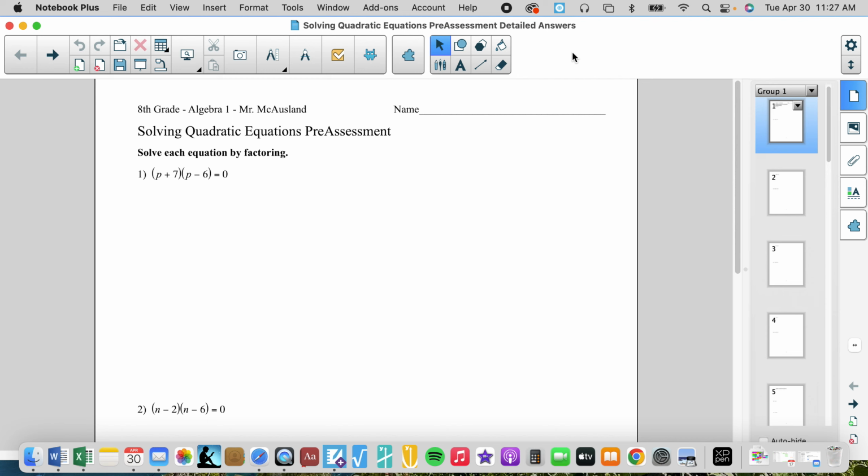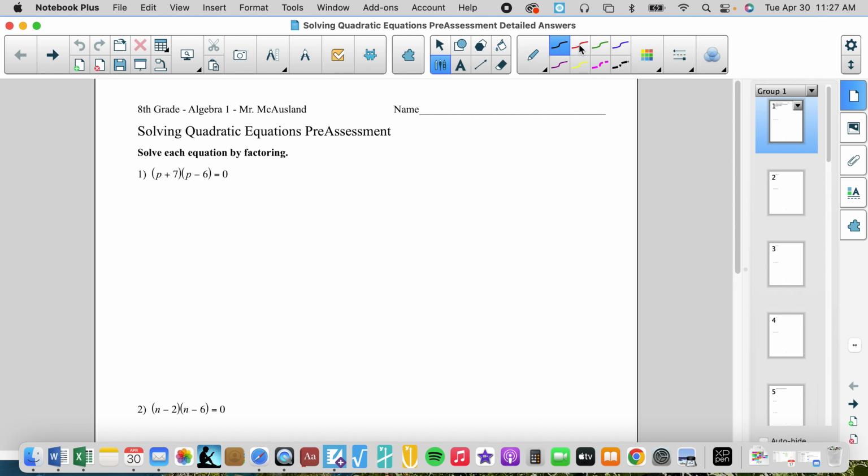We're solving quadratic equations. We're going to be given them in different forms, and we're going to be asked to solve them using different techniques. Right at the moment, they want us to solve each equation by factoring and then use the zero property. We have two numbers that are multiplying that equal zero.